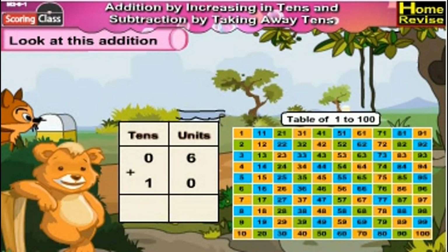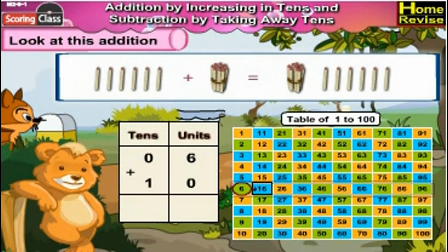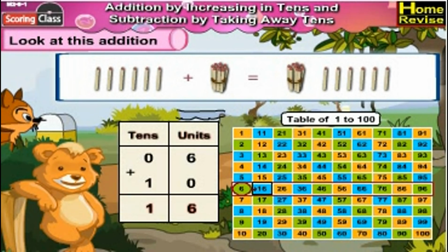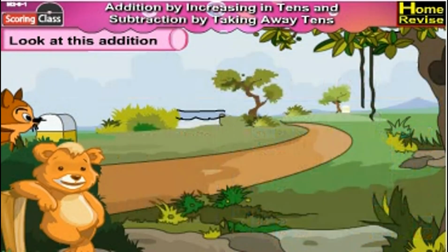6 plus 10. Here is number 6. Now let us see the number in the next column towards the right in the same row. The number is 16, which means 6 plus 10 is 16 and 6 plus 10 means 1 ten is added. Now first there was no ten and now we have added 1 ten to it.